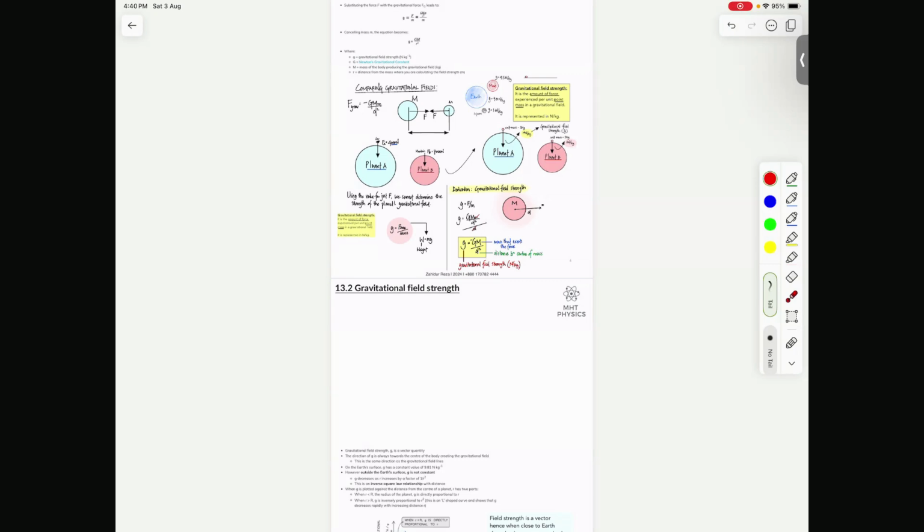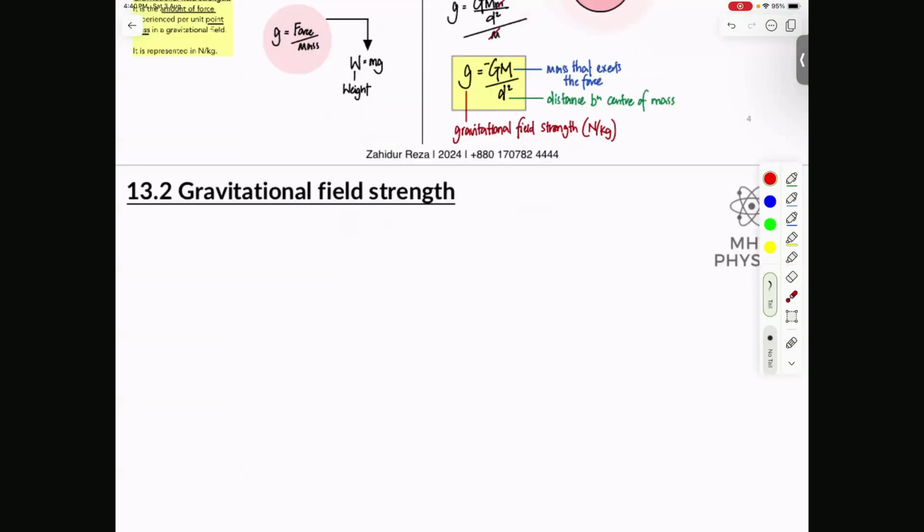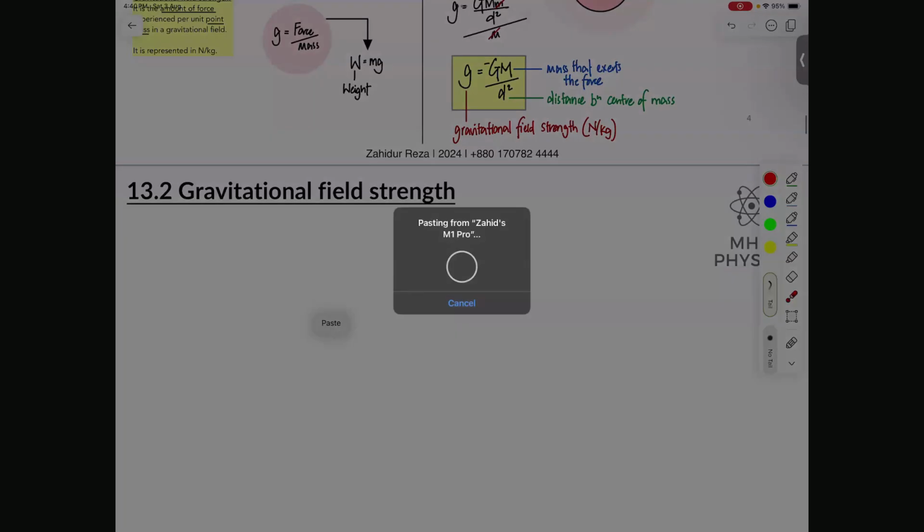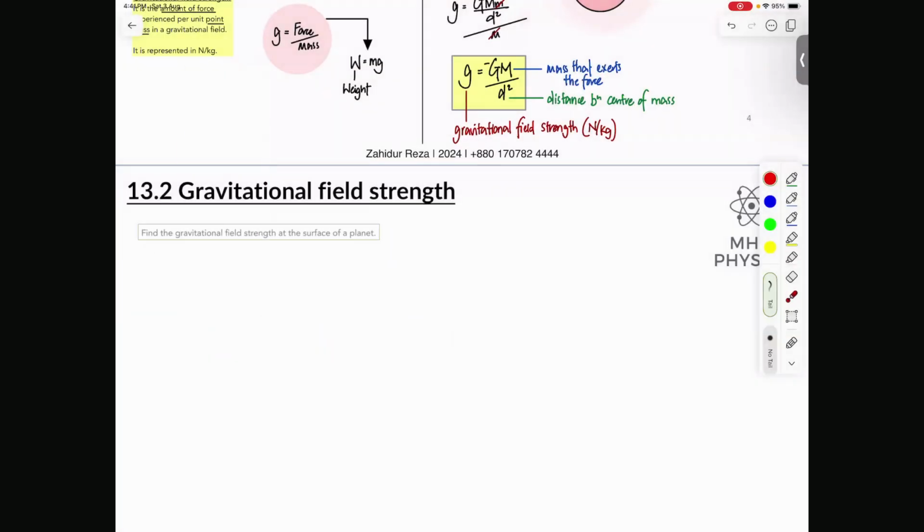আচ্ছা, আমরা কিছু questions করি to see how to apply this idea. So first question for you guys is this one. আমি এই কোয়েশ্চেনটা উপরে রেখে দিলাম, but this is the question.